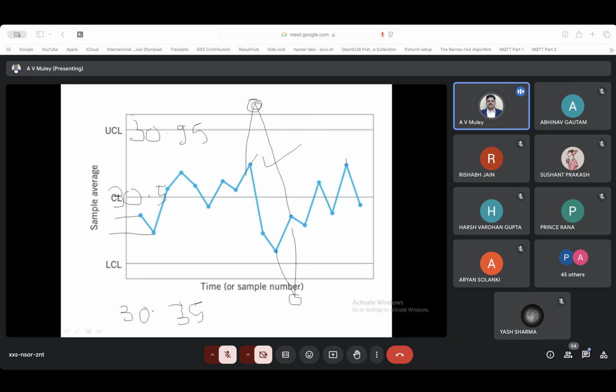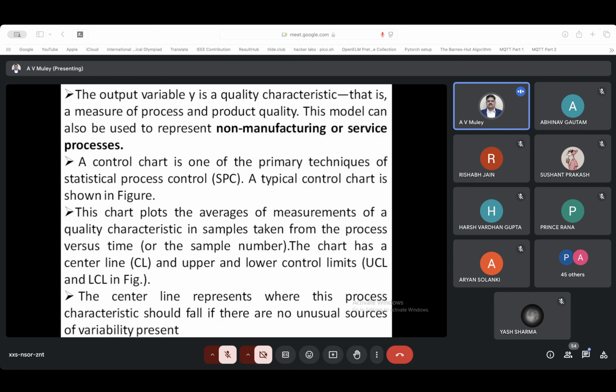तो ये इसमें that is called as, this comes under the statistical method that is called as a control chart method to control the quality. अब देखते हैं the output variable wise quality characteristic, that is a measure of process and the product quality. This model can also be used to represent the non-manufacturing or the service process. तो ये आप at every level you can use it, whether it's the service sector or manufacturing one.